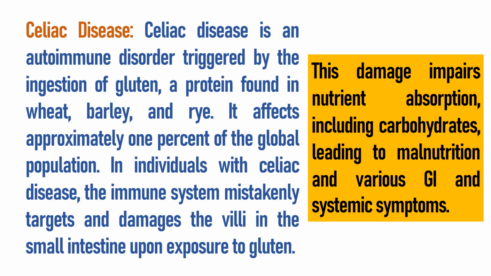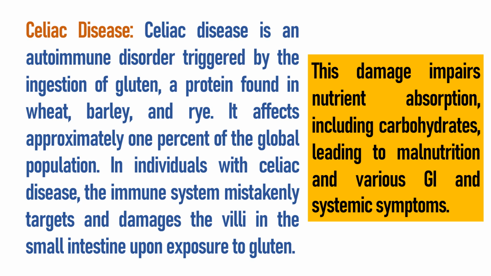Celiac disease is an autoimmune disorder triggered by the ingestion of gluten, a protein found in wheat, barley, and rye. It affects approximately 1% of the global population. In individuals with celiac disease, the immune system mistakenly targets and damages the villi in the small intestine upon exposure to gluten. This damage impairs nutrient absorption, including carbohydrates, leading to malnutrition and various gastrointestinal and systemic symptoms.